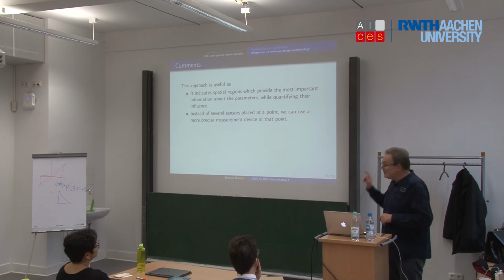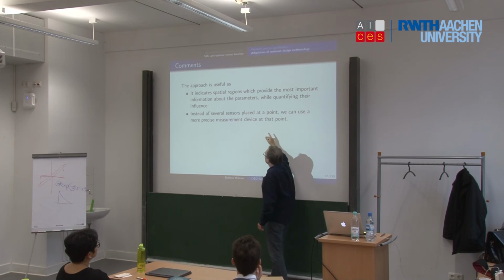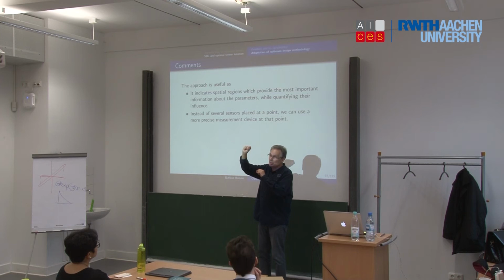But instead of several sensors placed at one point, we can use a more precise measurement device at that point. If a weight is high, this means that this point is very critical for the precision of the estimates. And instead of several sensors put at one point, you can use a more accurate device. And how much more accurate? It is quantified by the inverse of the weight. So the weights are not that useless here. So it is a very, very nice interpretation.